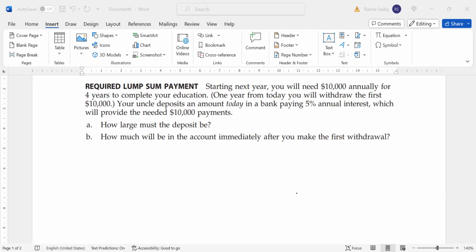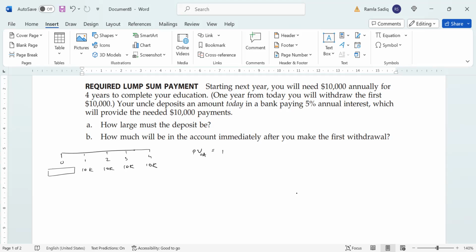Now, if we were to lay out the situation on a timeline, this basically means that today we are going to make some amount of deposit. And for the next 4 years, we're going to withdraw $10,000 each year. So that means the amount of money that we invest today has to be enough for those withdrawals, while we earn 5% interest annually.